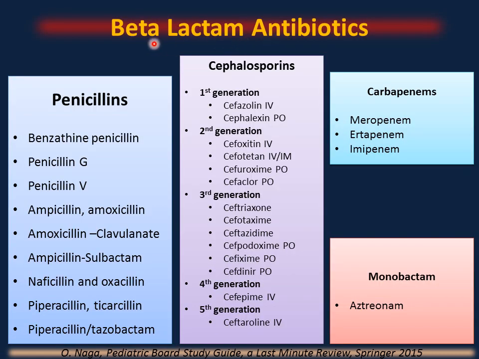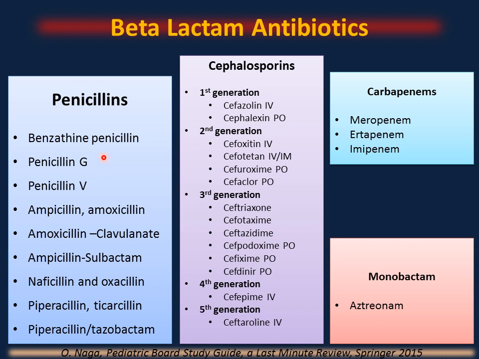This is just an overview for beta-lactam antibiotics. Then we'll go over each one in detail in the next few slides. We have penicillins, cephalosporins, carbapenems, and monobactam. Of the penicillins, the first three are natural penicillins. Benzathine penicillin is long-acting, IM. Penicillin G is short-acting, IV, and penicillin V is the oral form of natural penicillin. They provide excellent coverage for gram-positive bacteria and anaerobes, and they are the first line in the treatment of syphilis.